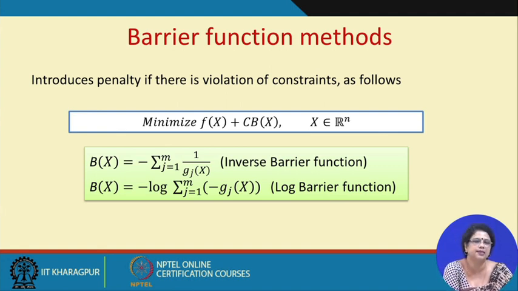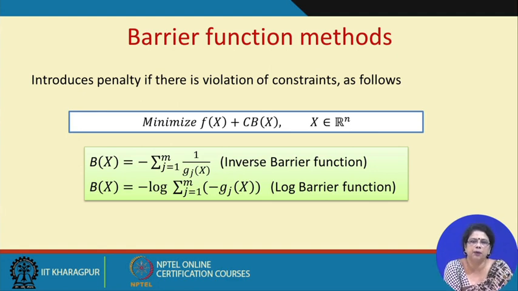This barrier function is termed the inverse barrier function. There is another kind of barrier function, the logarithmic barrier function. There we consider the barrier function as minus log of minus g(x). That also gives you B(x) as positive, because g(x) is negative. The summation is considered because it gives the value for all constraints together. We consider all 1 by g_j(x) for all j. This is how we will consider the barrier function.